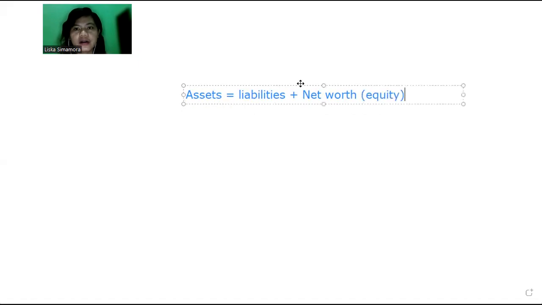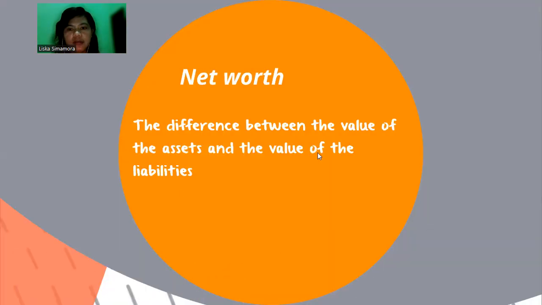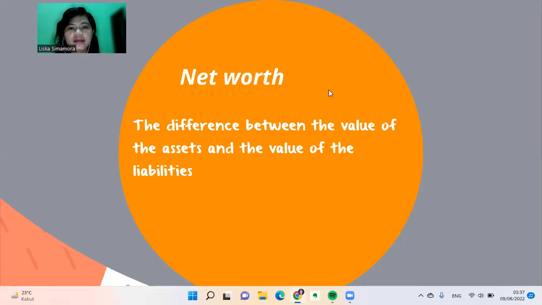So the definition in this part says that net worth is the difference between the value of the asset and the value of the liability. So this definition comes from the formula.